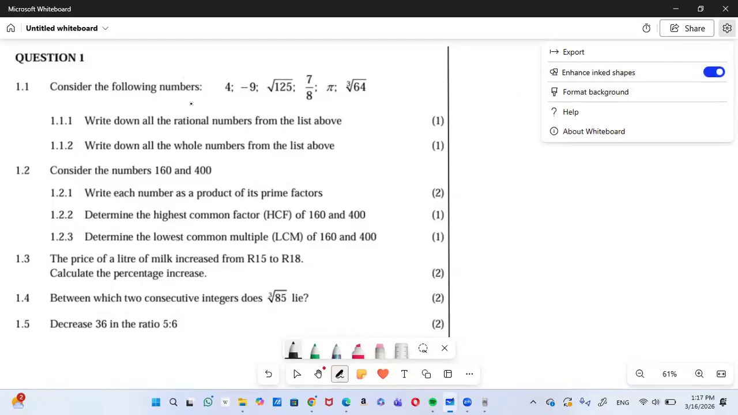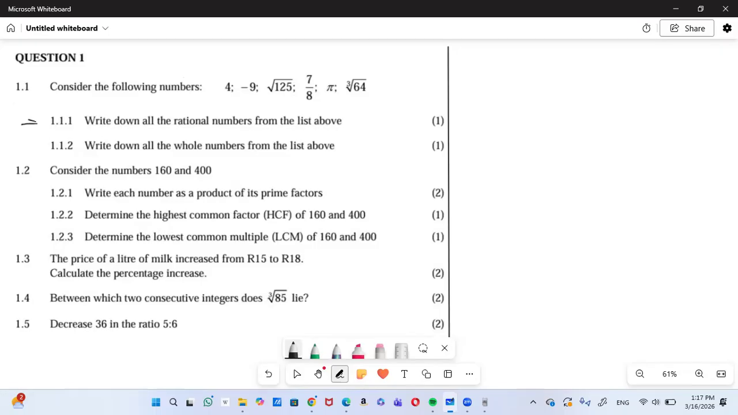Number 1, they're saying to us, consider the following numbers: 4, -9, square root of 25, 7/8, pi, as well as the cube root of 64. So that is the first question. It says, write down all the rational numbers from the list above.